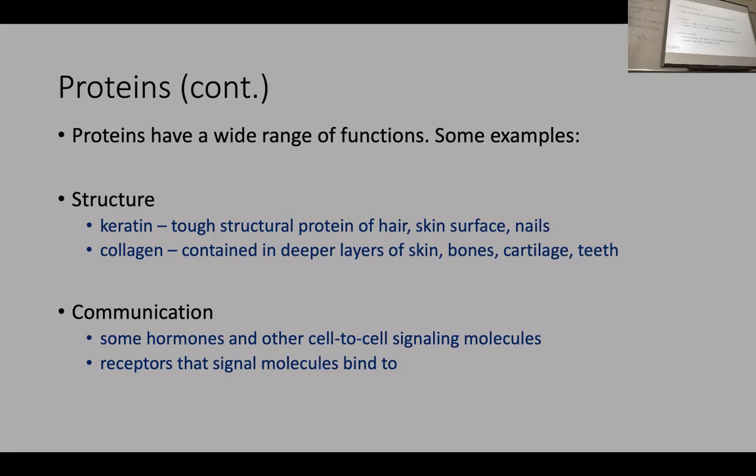Keratin is really tough. This will come back up when we talk about the integumentary system, so the skin, hair, and nails. It's a really tough protein. Collagen is fairly tough as well. You'll see that this week in lab. You'll see collagen fibers on some slides of tissues when we talk about cartilage tissue. So keratin and collagen, both proteins.